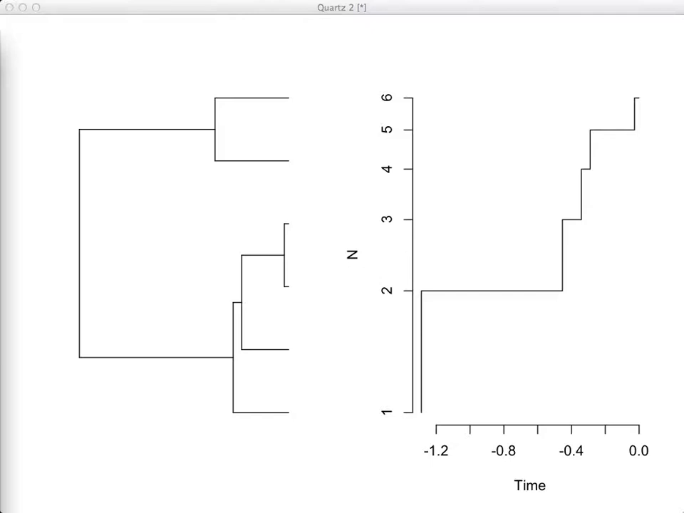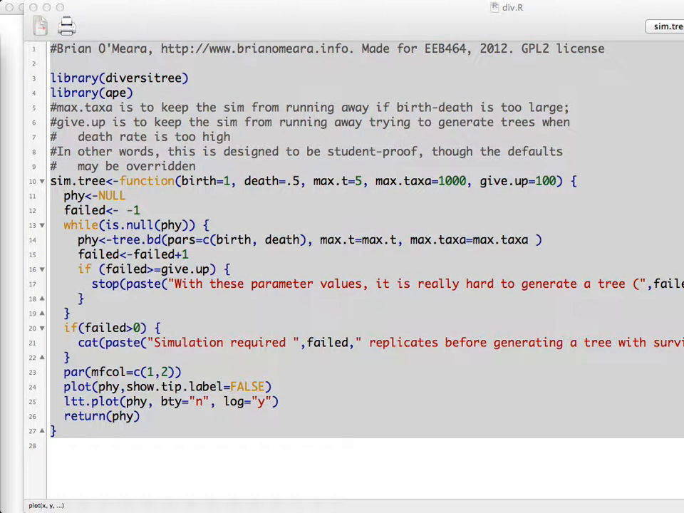What will happen if I have a very high death rate? Right now my parameters are, by default, death rate is half the birth rate. Let's make it so that my death rate is 0.9. What's going to happen? What do you expect? Okay, let's see.